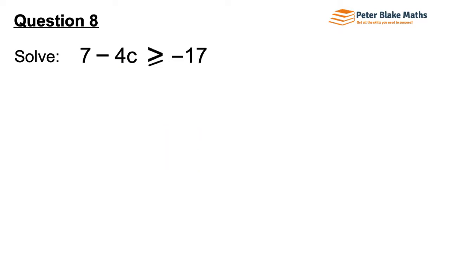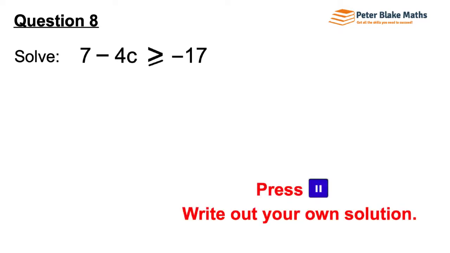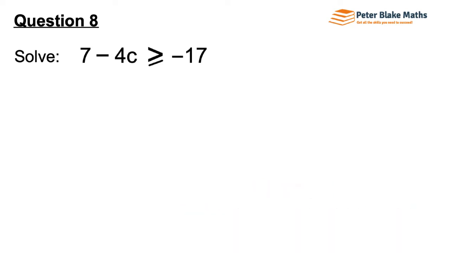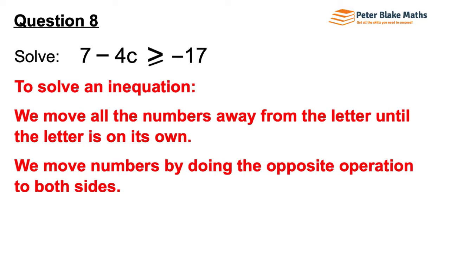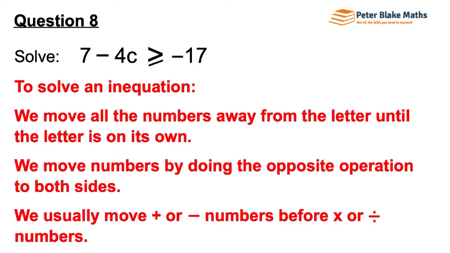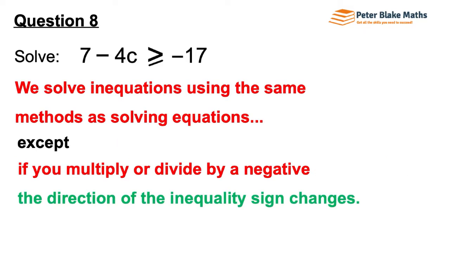Question 8. Solve. 7 minus 4c is greater than or equal to minus 17. To solve an equation, we move all the numbers away from the letter until the letter's on its own. We move numbers by doing the opposite operation to both sides, and we usually move plus or minus numbers before multiply or divide numbers. We solve inequations the same way as we solve equations, except if we multiply or divide by a negative, the direction of the inequality sign changes. Watch for that in this question.